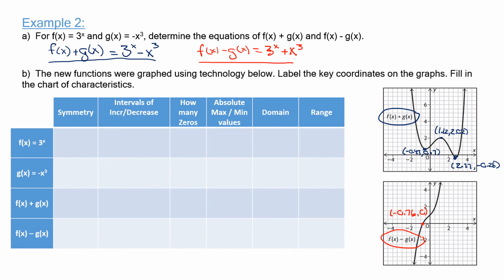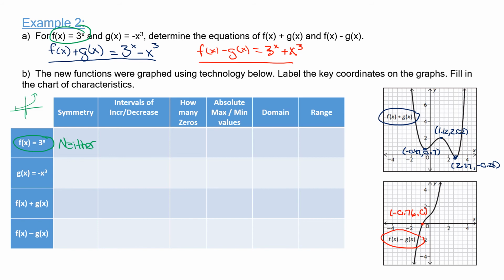Let's start with symmetry. So I'm going to use green for f at x. What's the symmetry of that graph? Can you picture 3 to the power of x? I hope so. 3 to the power of x would be like this, right? Symmetry? None. There's no symmetry. That was messy. Clean that up. Proper word, of course, is neither.